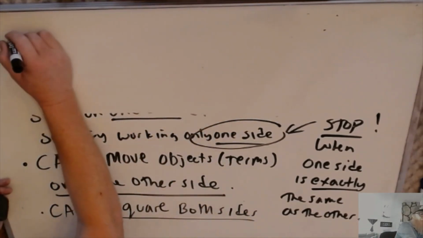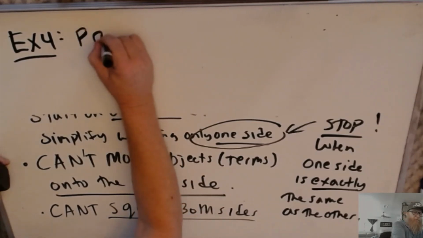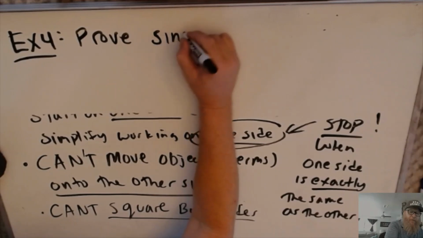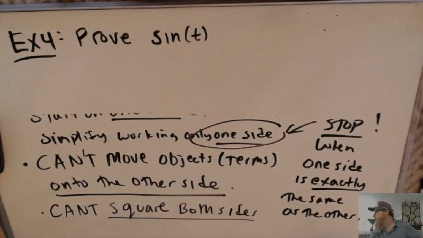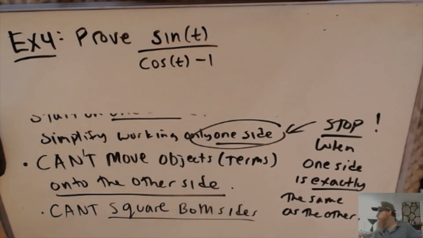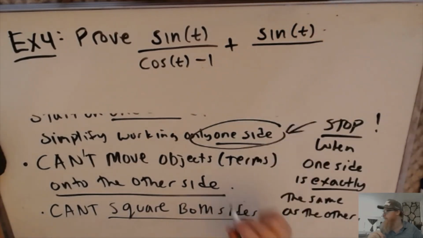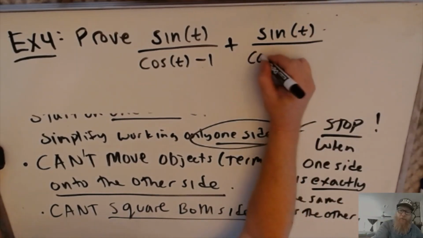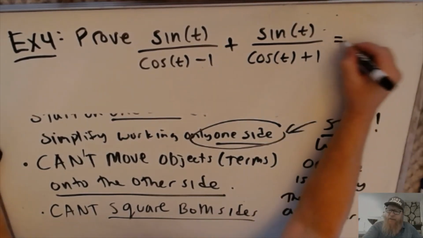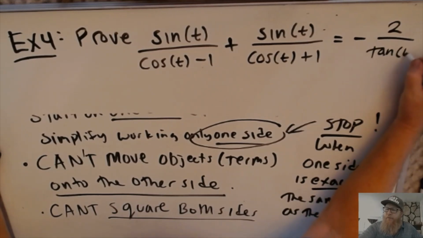What are we up to? Number 4? I think we're up to number 4. Prove the identity: sine t over cosine t minus 1 plus sine t over cosine t plus 1 is equal to negative 2 over tangent t.